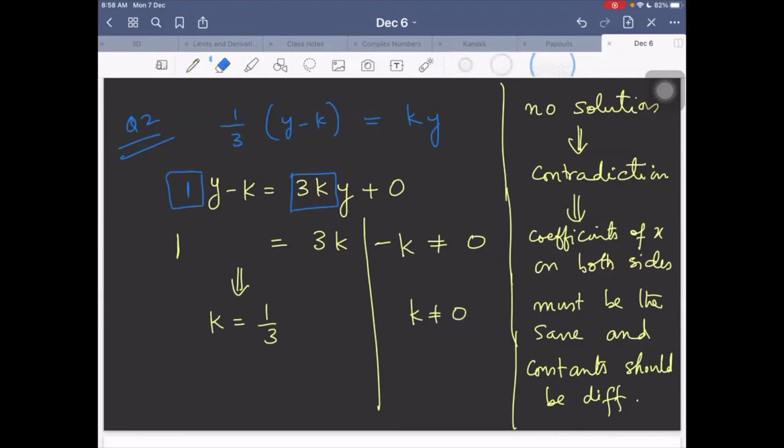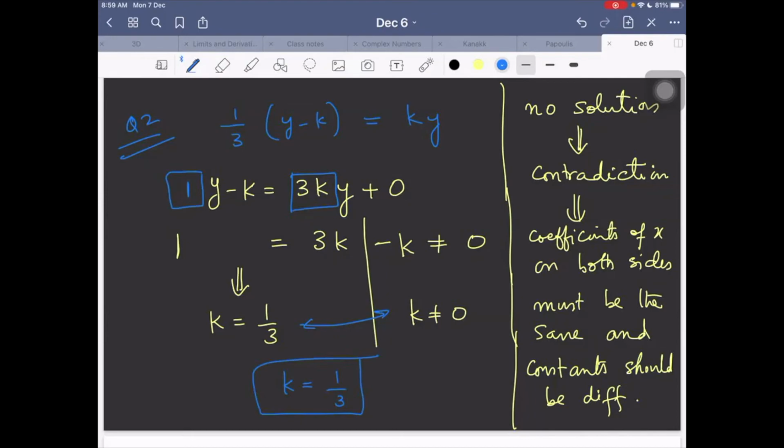So ultimately, these two conditions must be satisfied together. Of course, k is equal to 1 by 3 already satisfies k not equal to 0, because when k is 1 by 3, k is definitely not equal to 0. So our answer is k is equal to 1 by 3.